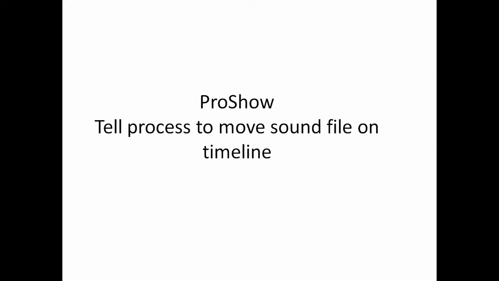Tell the process to move a sound file on the timeline. To put a sound file on the timeline, simply click on it in the folder and drag it down to the timeline when you're in sound view. But if you hold the Control key down, you can click on that sound file and move it left or right.